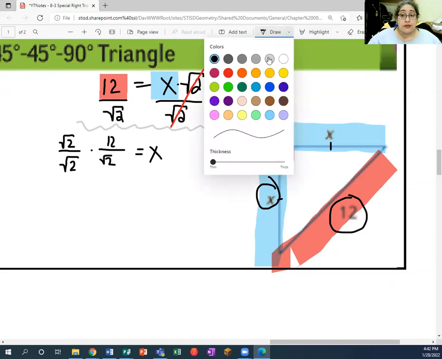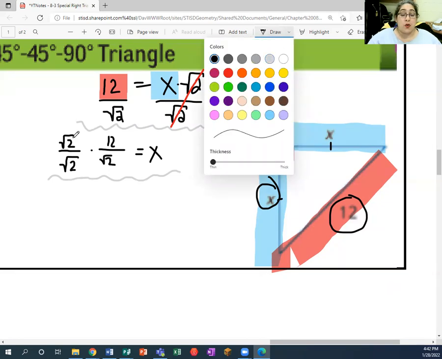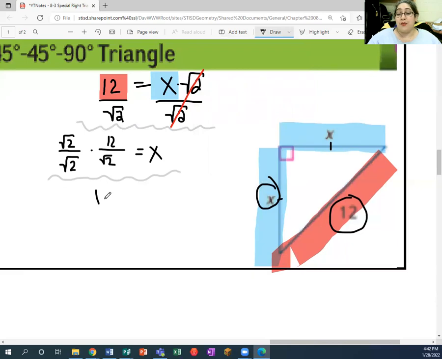Now, the good news is once you do this a couple times, you're going to start to see a pattern show up in this whole rationalization process. I'm not going to tell you the pattern right now. I'm going to challenge you to see if you can find the pattern.